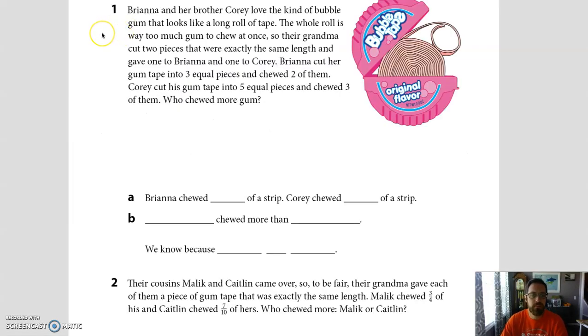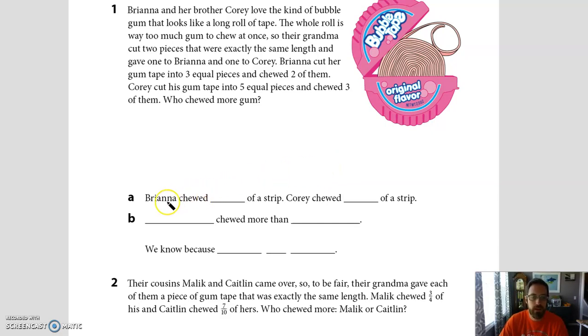Number one says Brianna and her brother Corey love the kind of bubble gum that looks like a long roll of tape. The whole roll is way too much gum to chew at once, so their grandma cut two pieces that were exactly the same length. And that's key, because whenever we're talking about fractions, our wholes have to be the exact same length. So Brianna cut her gum into 3 equal pieces and chewed 2 of them. Corey cut his gum tape into 5 equal pieces and chewed 3 of them.